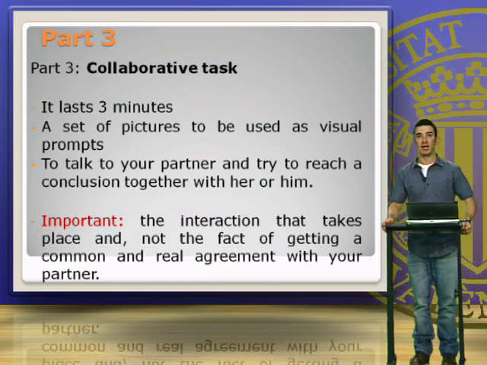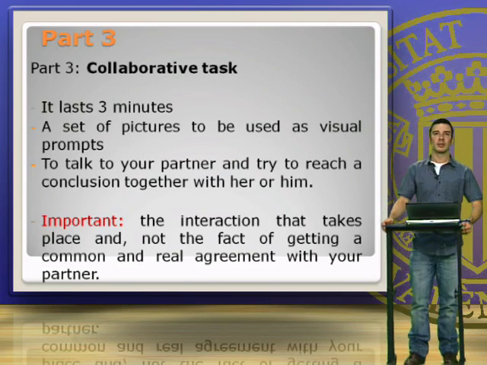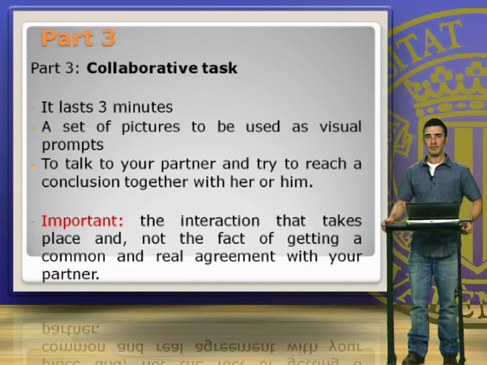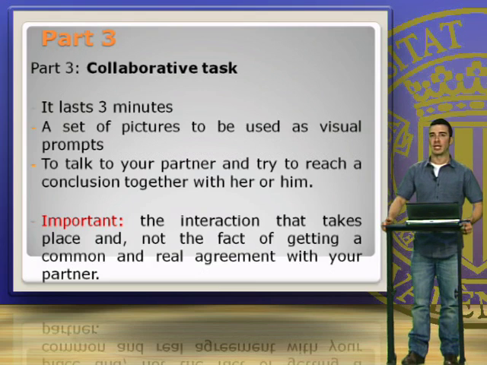Let's focus on part 3. This part is called collaborative task, and it lasts 3 minutes. In this part, candidates are provided with a set of pictures that they have to use as visual prompts. What they have to do is to talk to their classmates, to their partners, and try to reach a conclusion together with her or him. The important thing here is the interaction that takes place, and not the fact of getting a common and real agreement.